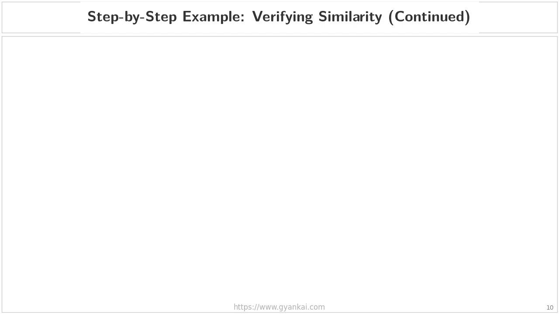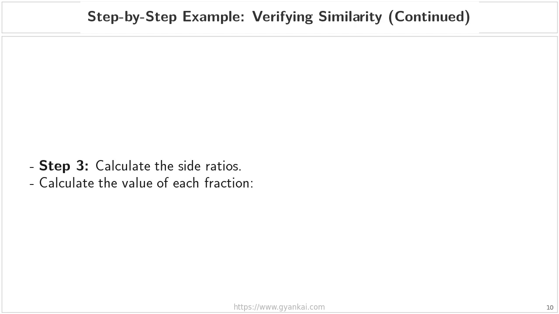Step-by-step example, verifying similarity continued. Now that we have successfully verified that all the corresponding angles are equal, we move on to the third and most critical step in our verification process. Step 3, which is to calculate the side ratios. Remember, as we discussed in the previous slides, having equal angles is not enough to prove similarity. We must also ensure the figure has been scaled uniformly. To do this, we need to find the numerical value of each fraction by dividing the length of a side from our first quadrilateral by its corresponding side from the second quadrilateral.